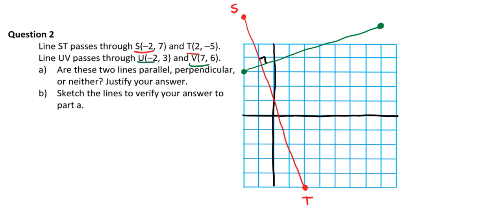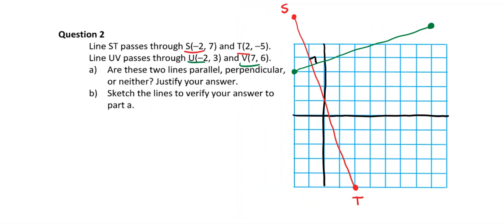Okay, so same thing. We're just going to put them into our equations here. So m is equal to, so this will be -5 minus 7, right? I just went y2 minus y1 over 2 minus -2.